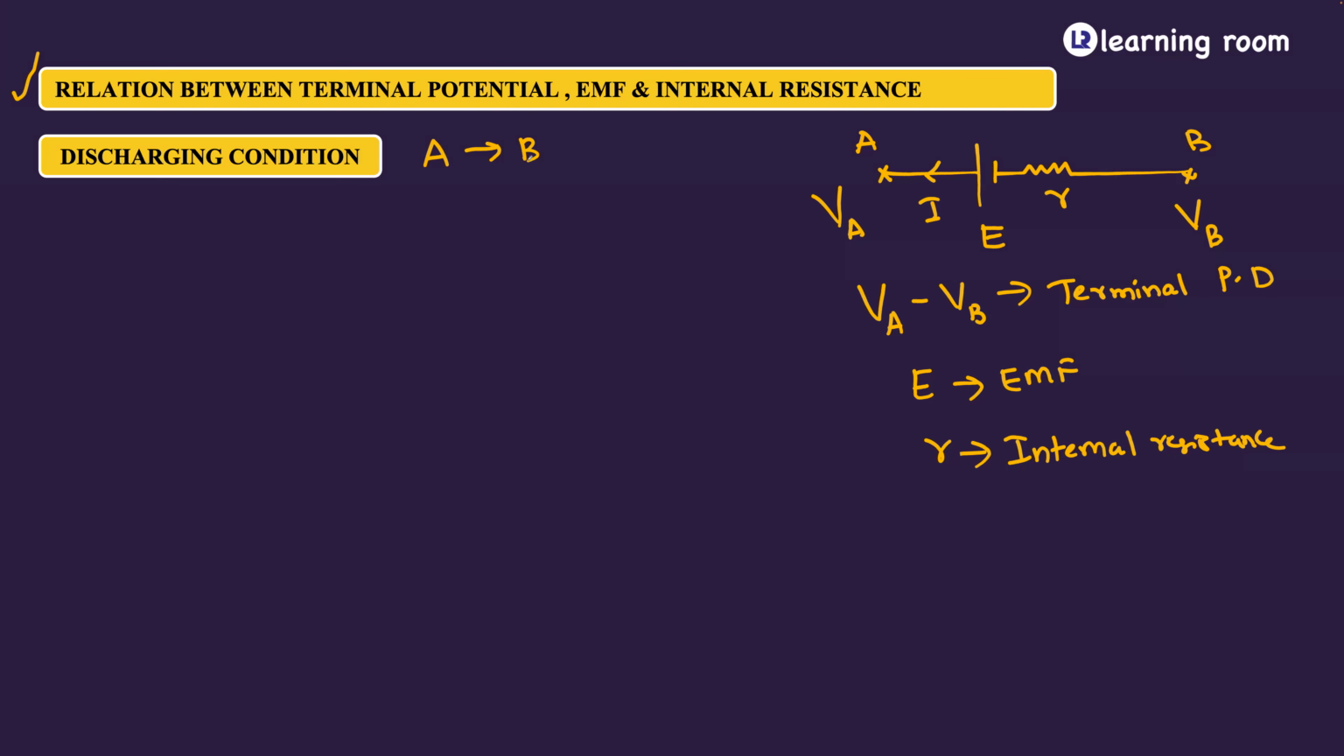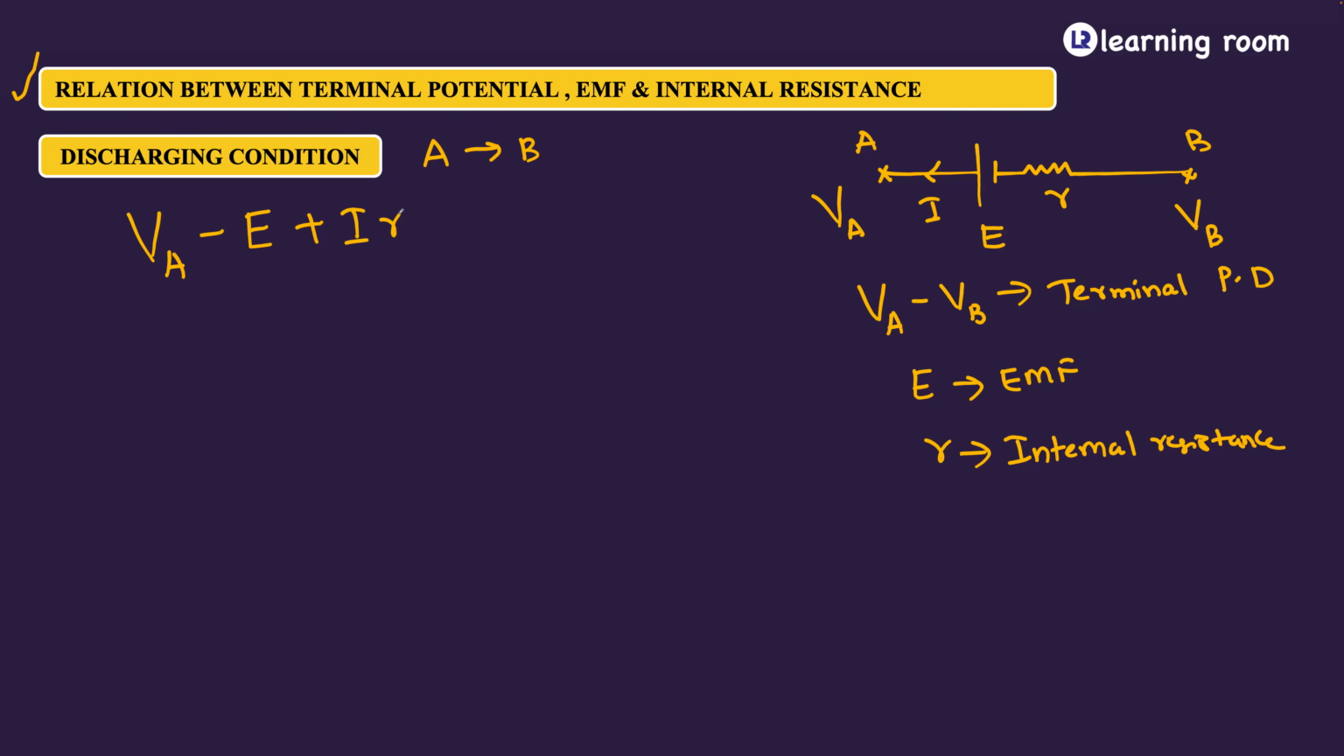When I start from point A, the potential I have in my hand is VA. From VA, when I go to B, I'm encountering two elements. What are they? One is a passive element and one is an active element. First I'm encountering a cell. For the cell, I'm walking from higher to lower, so I'm going to lose a value of E. Whereas across the resistor, I am walking in the direction opposite to current, so I am going to gain a potential of I into R.